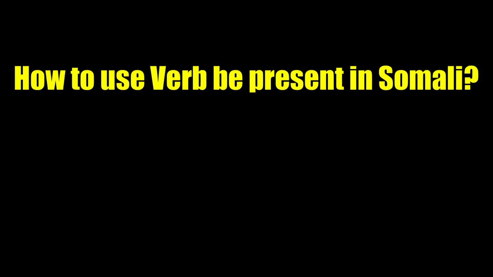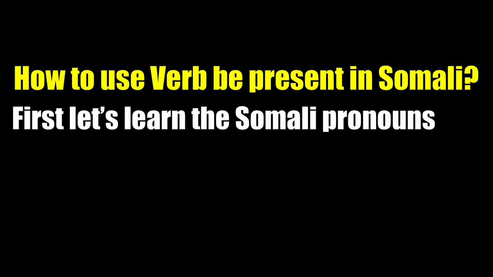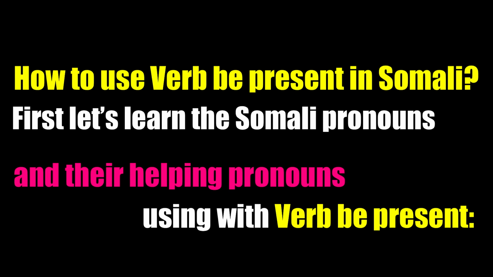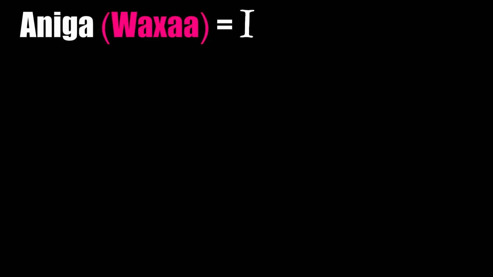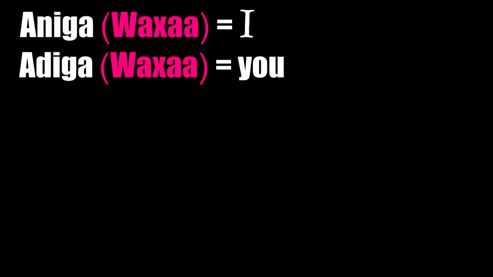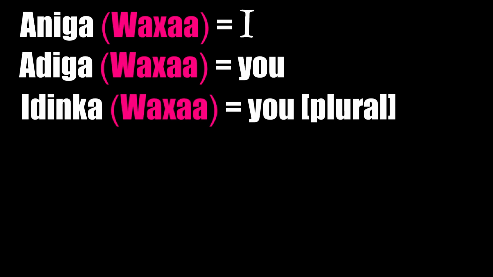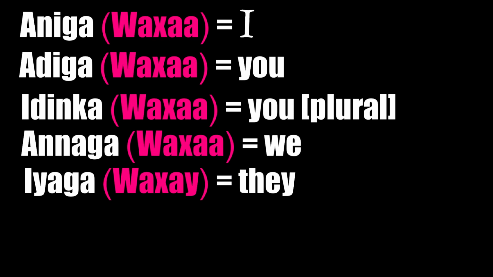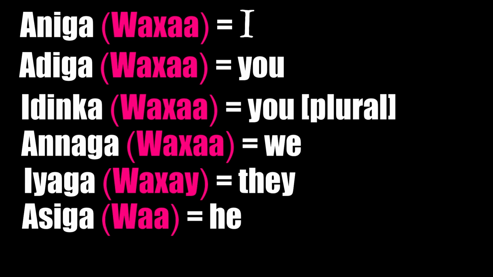Let's get started. How to use verb be present in Somali. First, let's learn the Somali pronouns and their helping pronouns used with verb be present. Aniga, waxa, I. Adiga, waxa, you. Idinka, waxa, you, plural. Anaga, waxa, we. Iyaga, waxay, they. Asiga, wa, he.